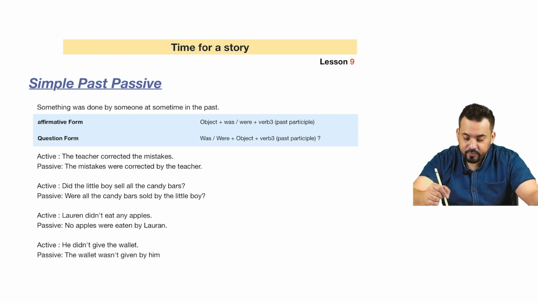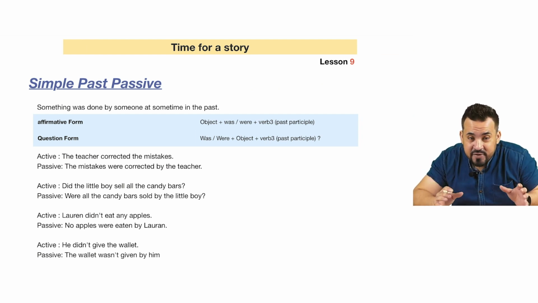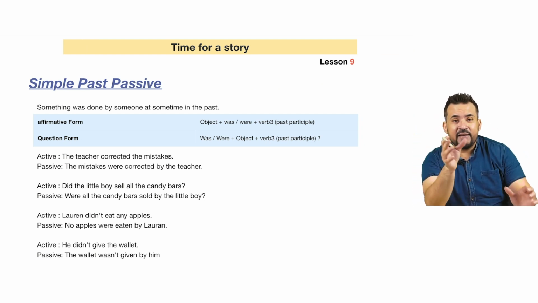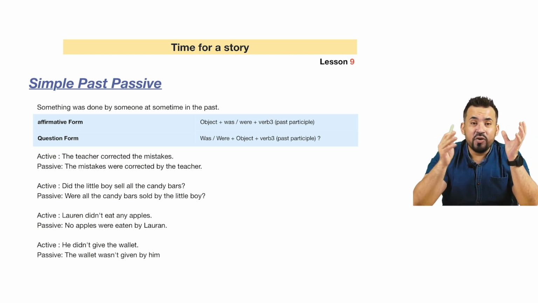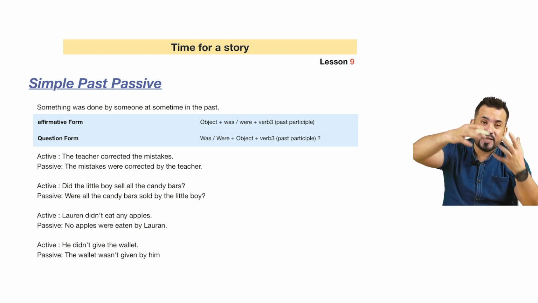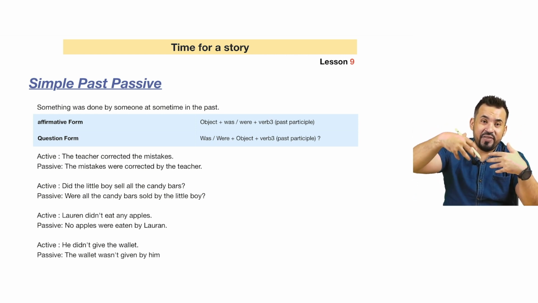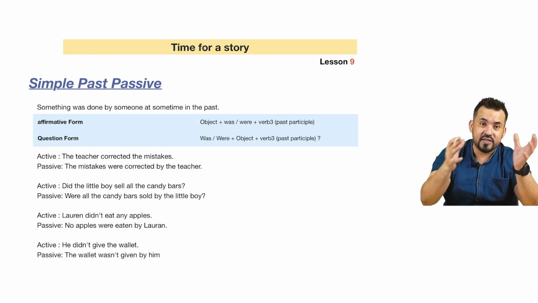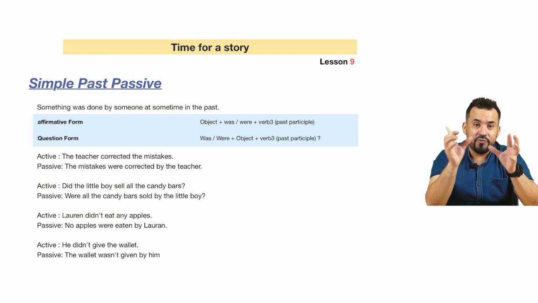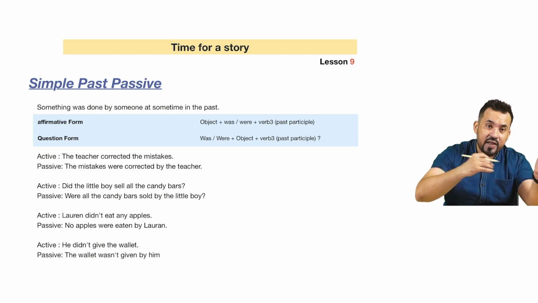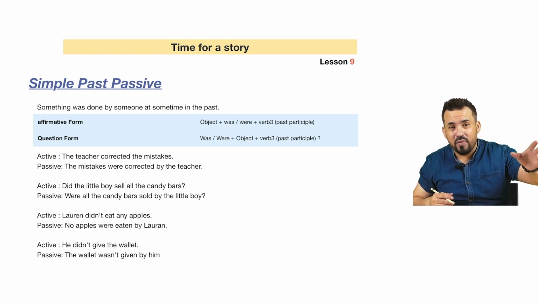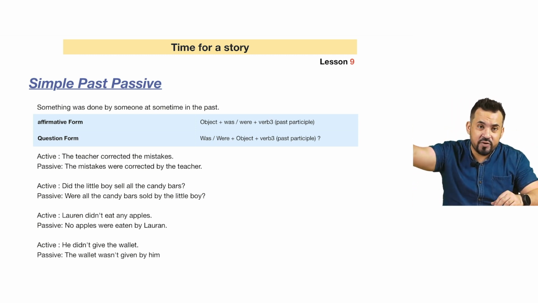Okay, first before we do that, let's talk about why do we use the passive. We use the passive when the subject is not important, but the action or the object of the sentence is more important. So we want to draw the emphasis onto the object. That's why we start with the object. Normally, we don't even mention the subject.